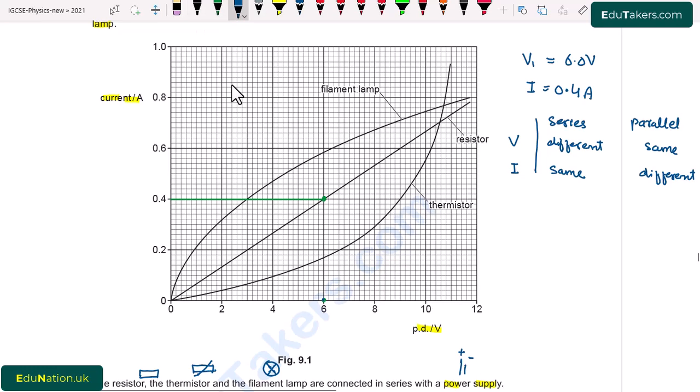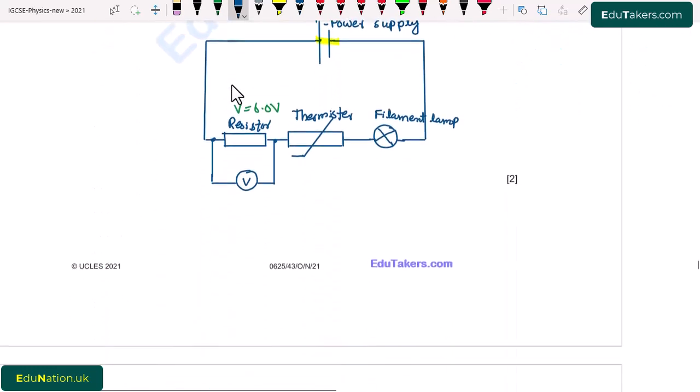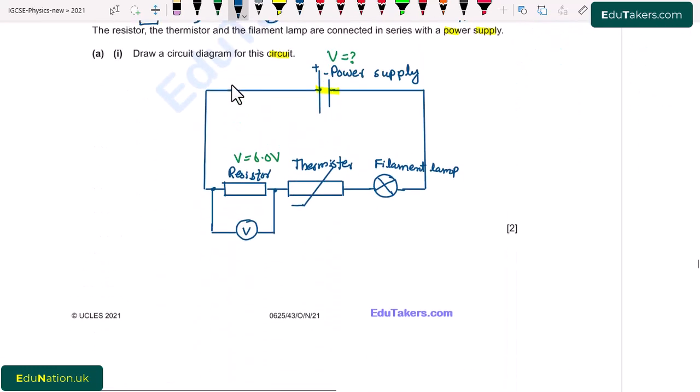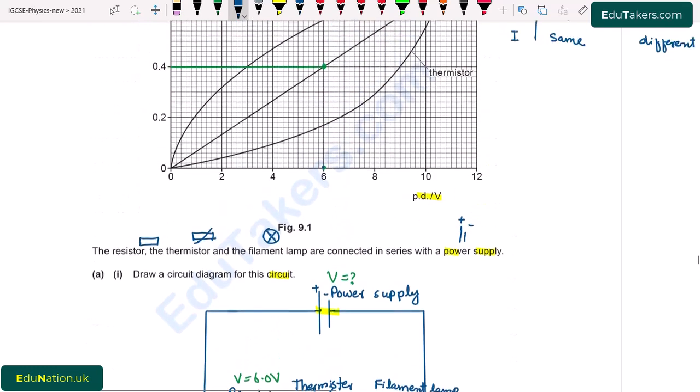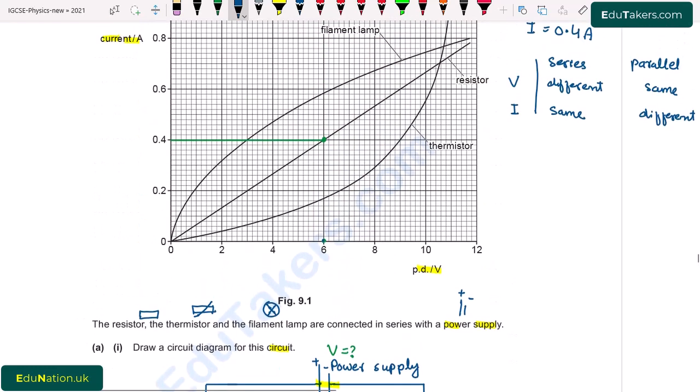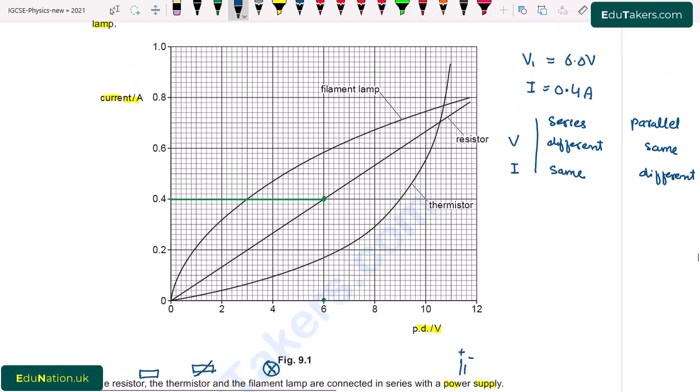Now we can see in the diagram that the resistor, thermistor and filament lamp are connected in series. That's why the current through all of these components remains same. And the current through all components will be 0.4 ampere. So we have to find out the corresponding values of potential difference for all of these components. We know that the potential difference for resistor is 6.0 volt. Now we have to calculate the potential difference values across the filament lamp and thermistor.